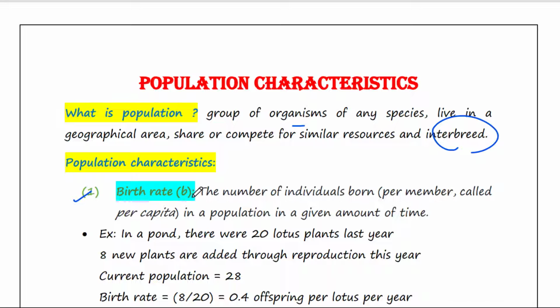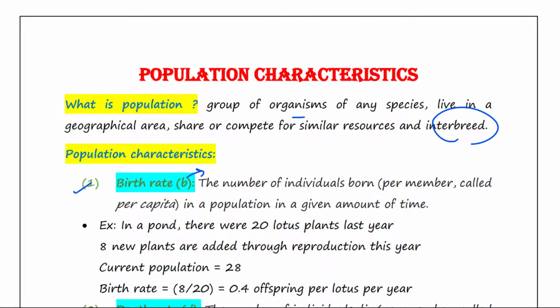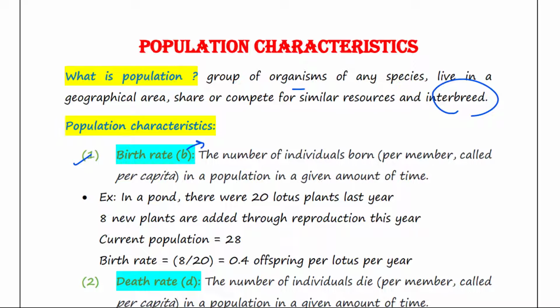Birth rate is denoted by small b. The number of individuals born in a population in a given amount of time is called birth rate. Let's see an example to understand it better. Suppose we have a pond and 20 lotus plants were there last year, say in 2020. Now 8 new plants are added through reproduction this year, say 2021.